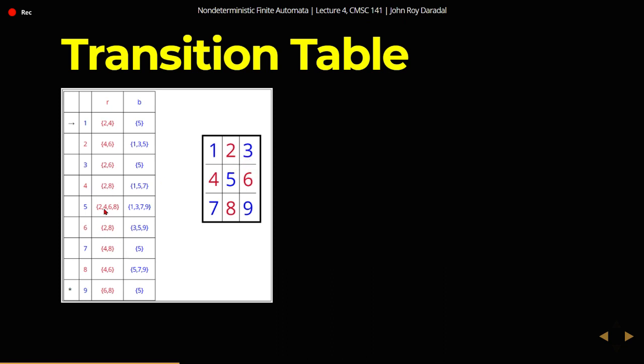And so on. Okay, so last is 5, for example. 5 on a red would be 2, 4, 6, and 8 because those are the adjacent red squares. And then on a blue, that would be 1, 3, 7, 9. So it could be diagonal, left, right, up, down, as long as it's adjacent. Okay, so those are the allowed moves.